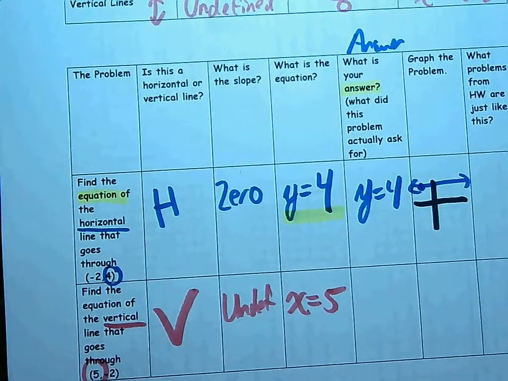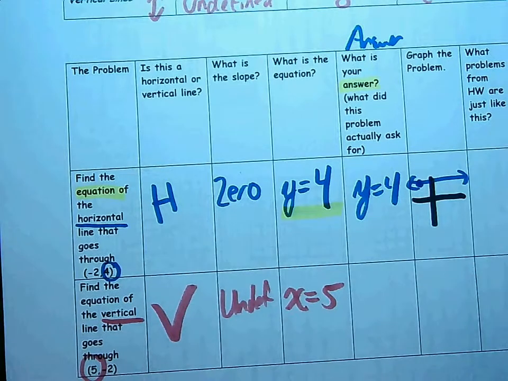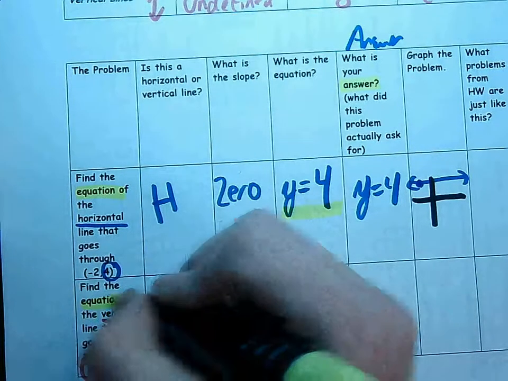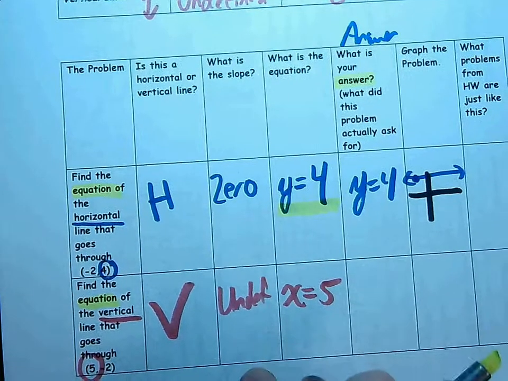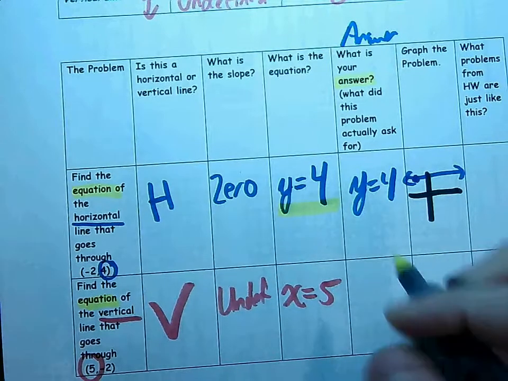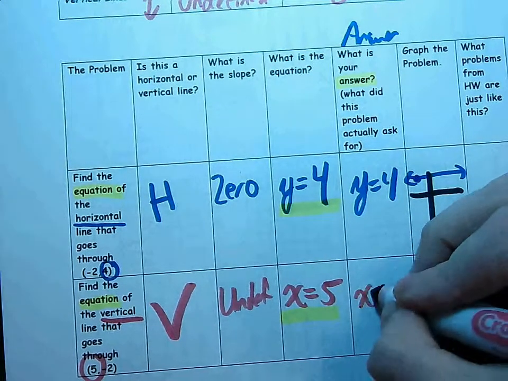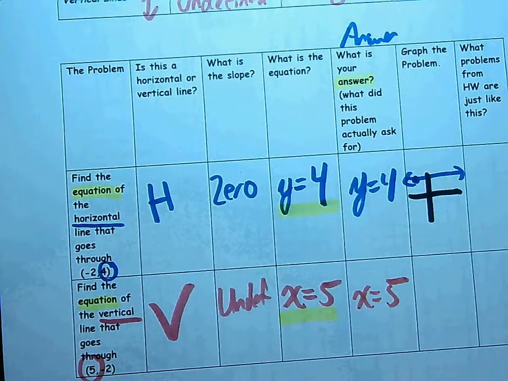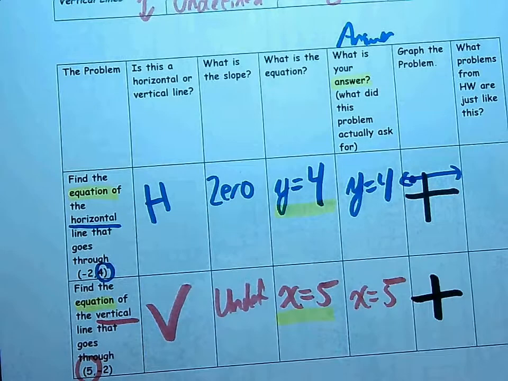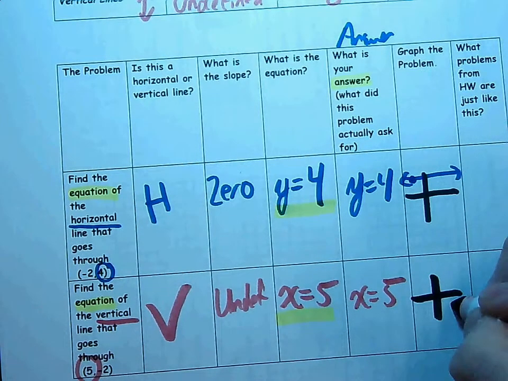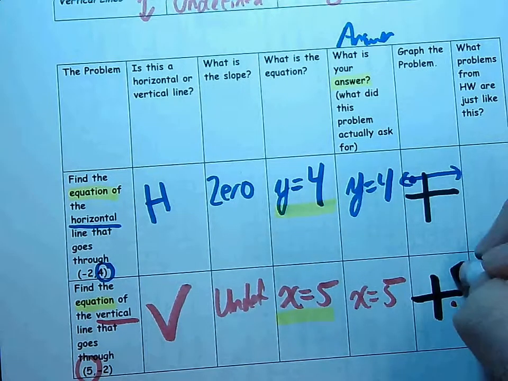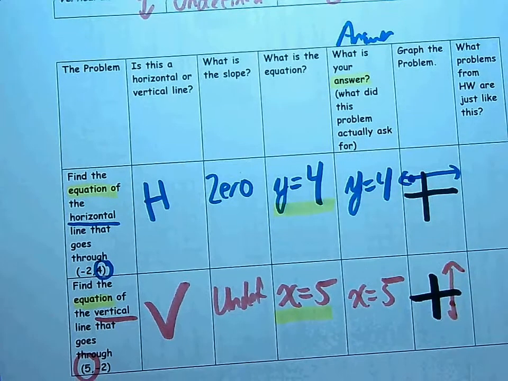Now, I was looking for the equation. Which one of these two was my equation? Undefined or x equals 5? So that's my actual answer to this problem. And again, I'm going to do this cute little graph. And I can plot that point. 5, negative 2 is down here somewhere. And boom. There it is.